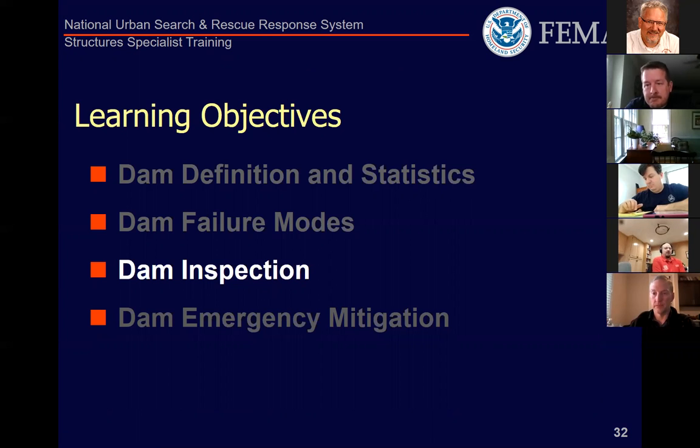But before we move on to the next segment, the dam inspections, does anyone have any questions over the failure modes? Okay, good. Next slide.